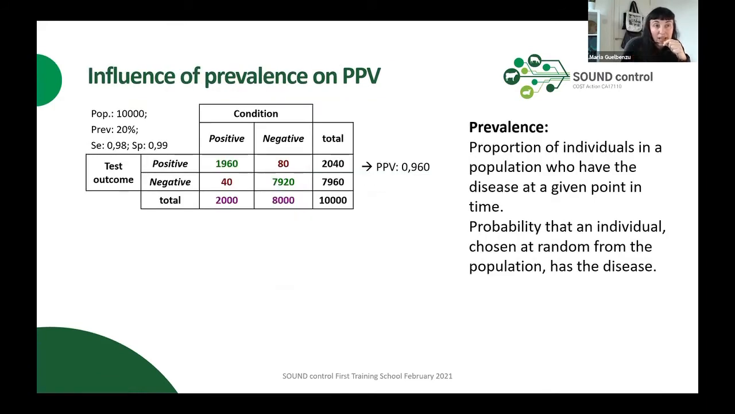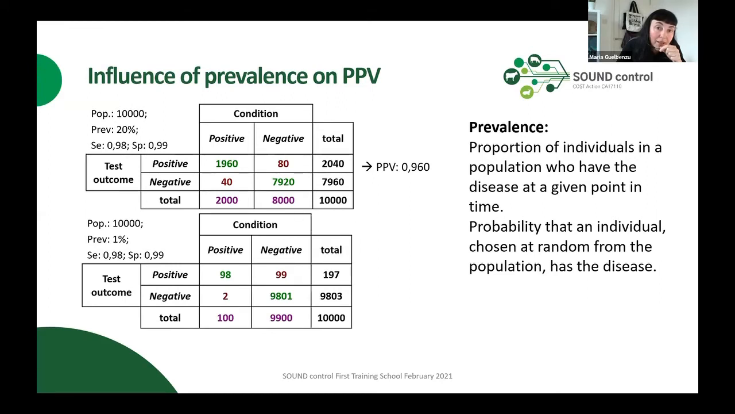Well, first of all, as Jordan has said, the prevalence is the proportion of individuals in a population who have the disease at a given point of time, or the probability that an individual chosen at random from the population has the disease. In this table, we have a population of 10,000 animals with a prevalence of 20%, a sensitivity of 98% and a specificity of 99%. When we calculate our positive predictive value, we can see that it is 0.96. What happens if we reduce the prevalence?